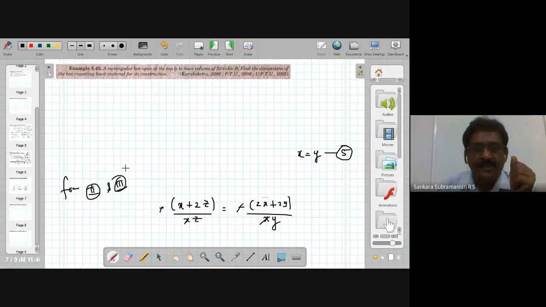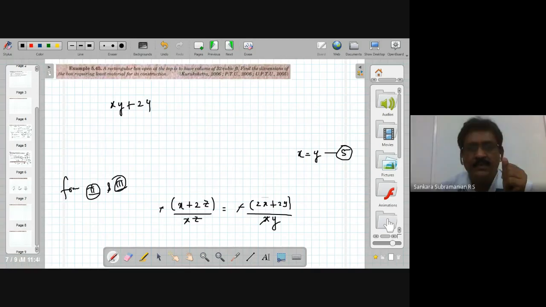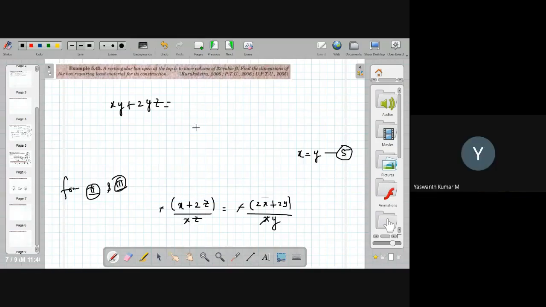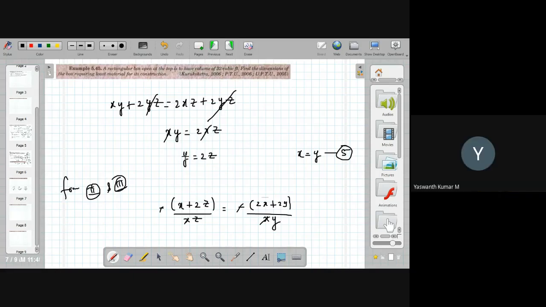So if you multiply, I will be getting xy plus 2yz equal to, this is actually z is there, x is cancelled. So you get 2xz plus 2yz. 2yz will get cancelled. You get xy equal to 2xz. x and x will get cancelled. You get y is equal to 2z.